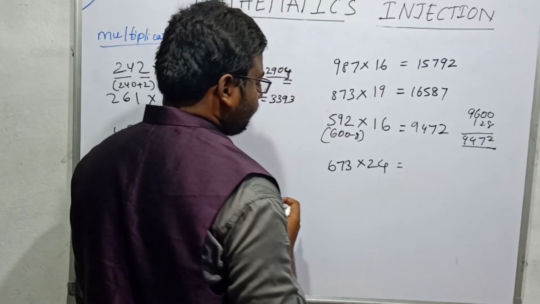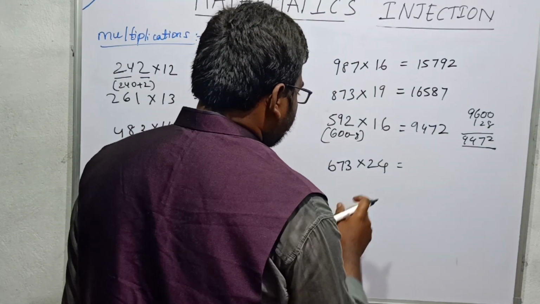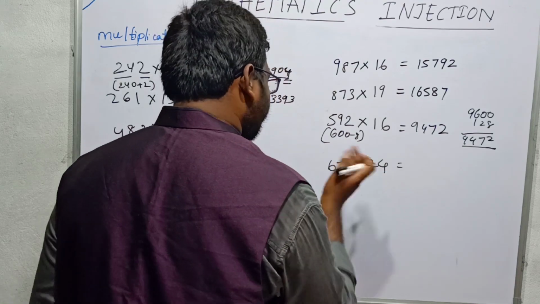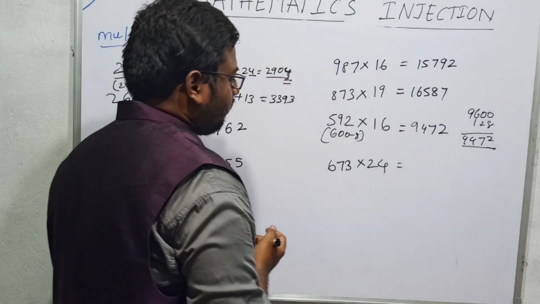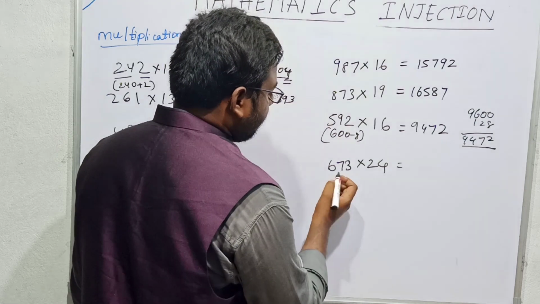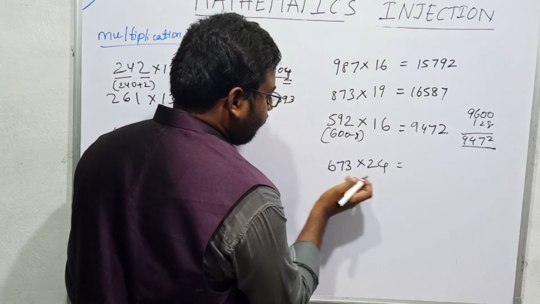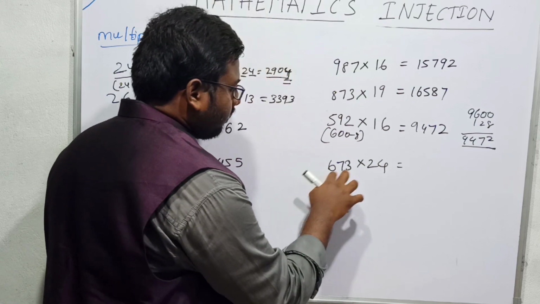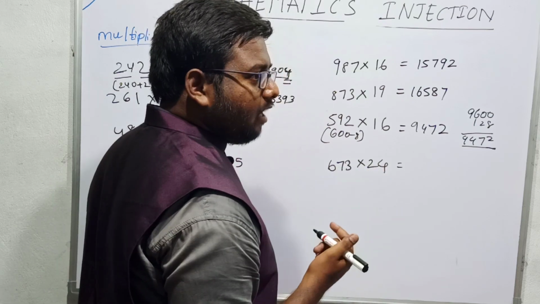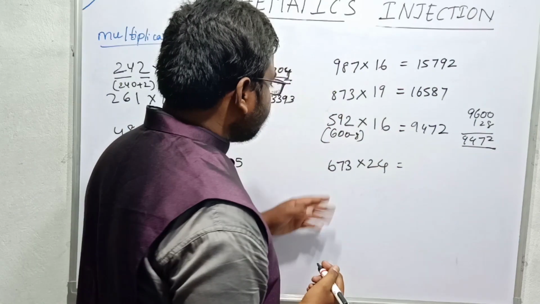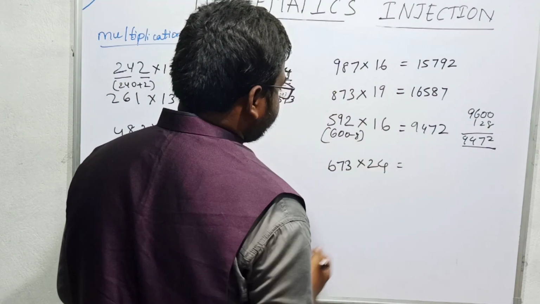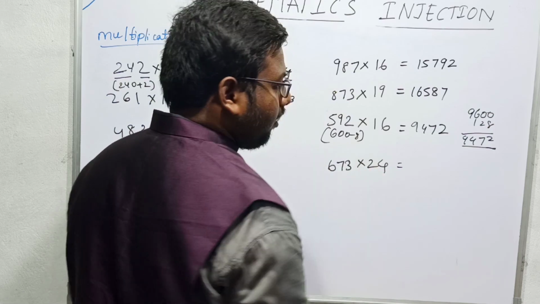And 673 into 24. 24 into 673. I don't know how to multiply with 24. In this type of case, you can calculate slowly. I don't know 24 into 6. I don't know 24 into 7. I know only 24 into 3. What I have to do is 6 into 24. You should calculate fast, because if we practice more times, then it will be easy for us. 6 2s are 120 plus 24, 144. 24 into 6 is 144.